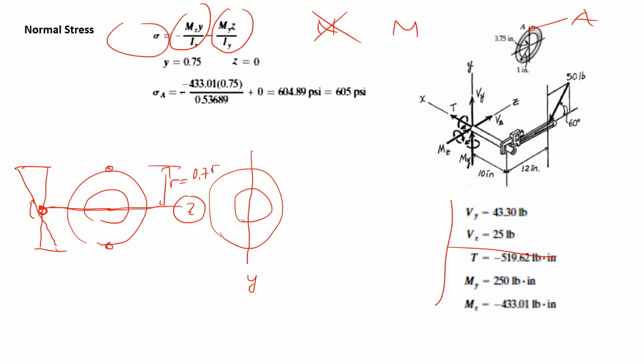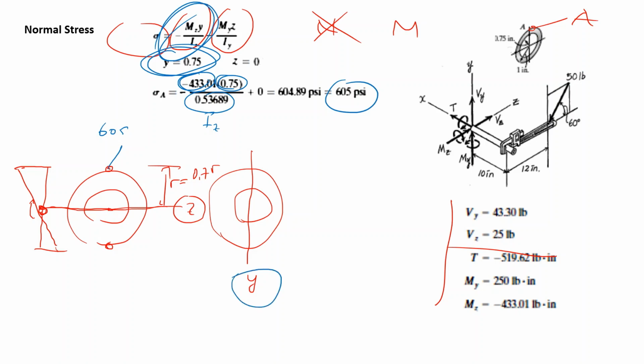So let's begin with Mz. We have this formula. Y is 0.75. This is my Mz, this is the Y value, and this is the Iz value, which I have already calculated. And the result is 605 at this top, 605. What about the My?